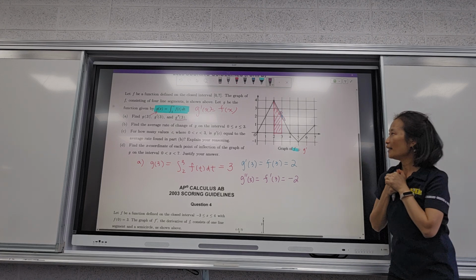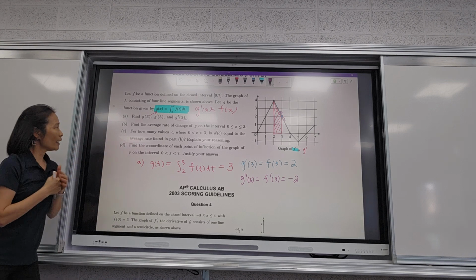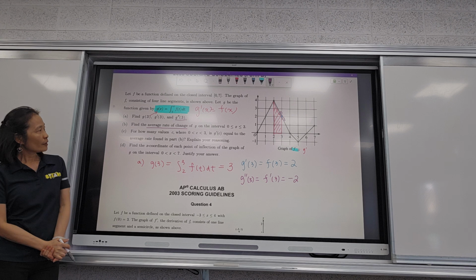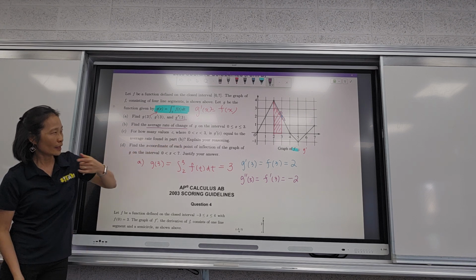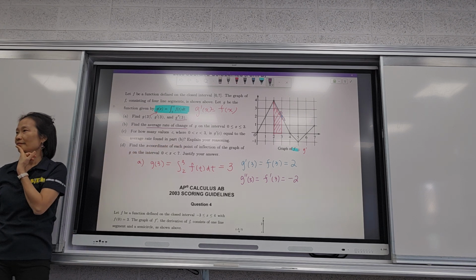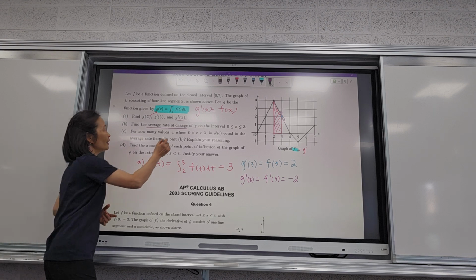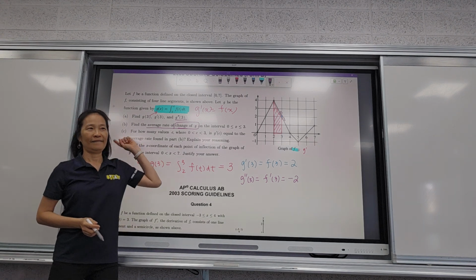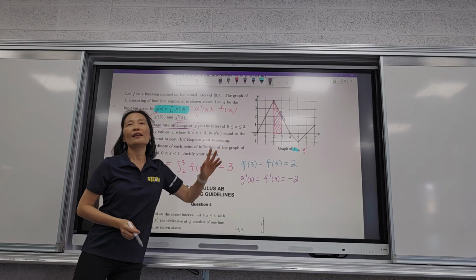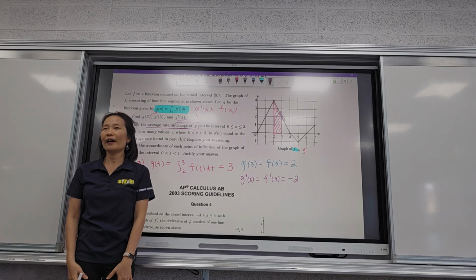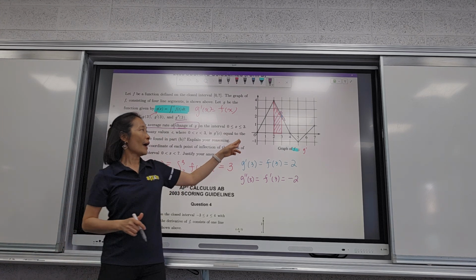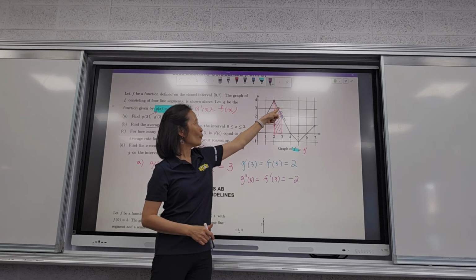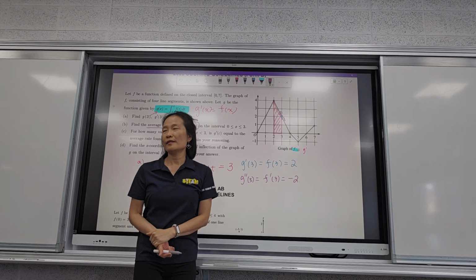Yes. Alright, next one. B, can you find the average rate of change of g on the interval 0 to 3? Remember to read this. What is the rate of change of g? g prime, which is f. So this question is asking you to find the average value of f from 0 to 3, right? You have all these y values. What is the average value? And what is the formula?